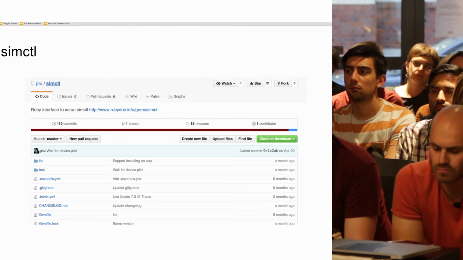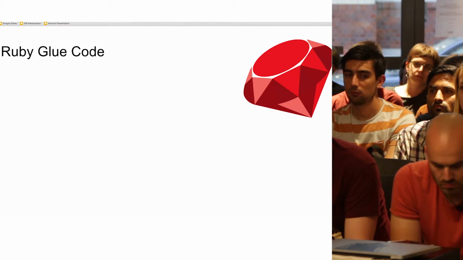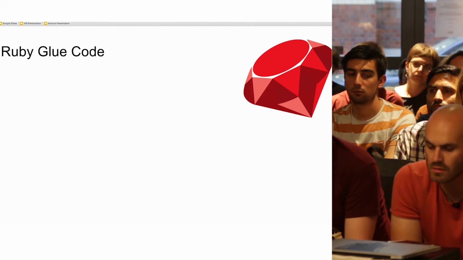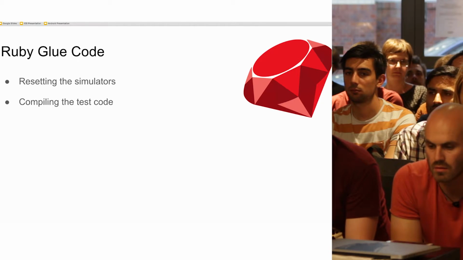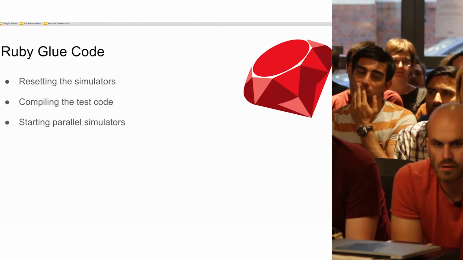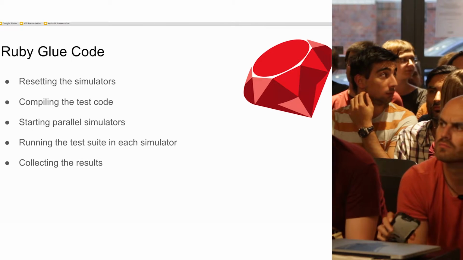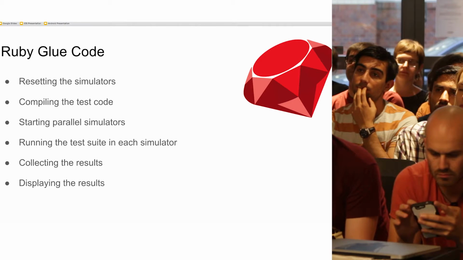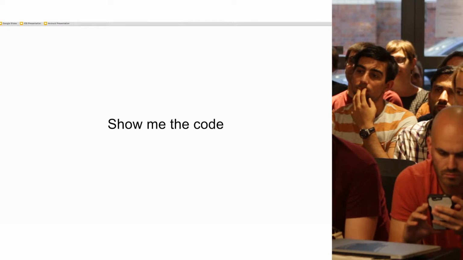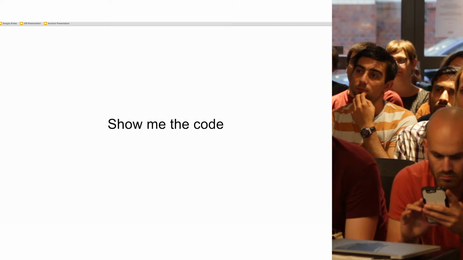The second one is called Sim Control. It's a Ruby interface to XE run. Nothing fancy, but you will see. And we have some Ruby glue code there, which resets the simulators, compiles the test code, starts parallel simulators, runs the test suite in each simulator, and then collects the results, and of course displays the results. So this interesting code, Ignazio is going to show it to you. Thank you.